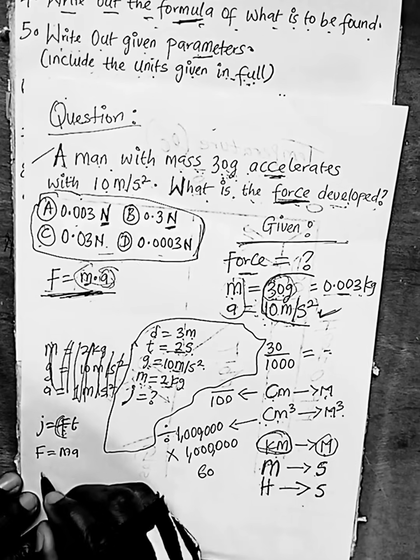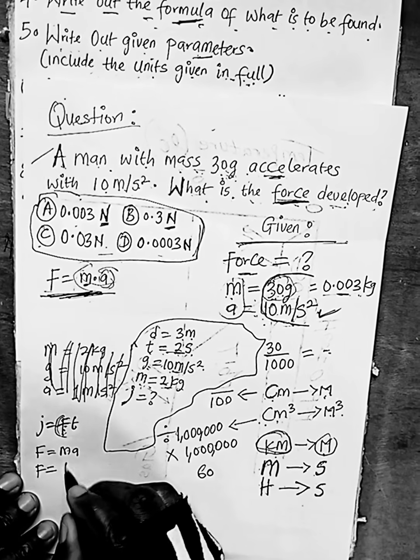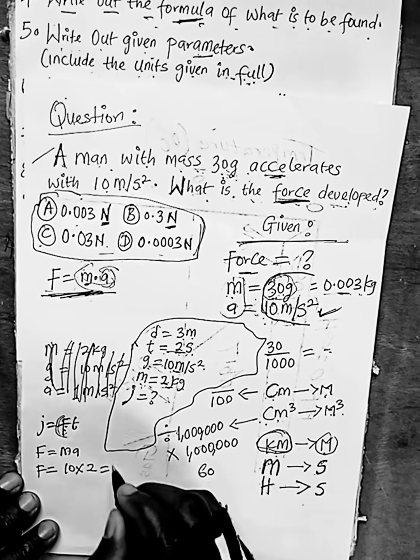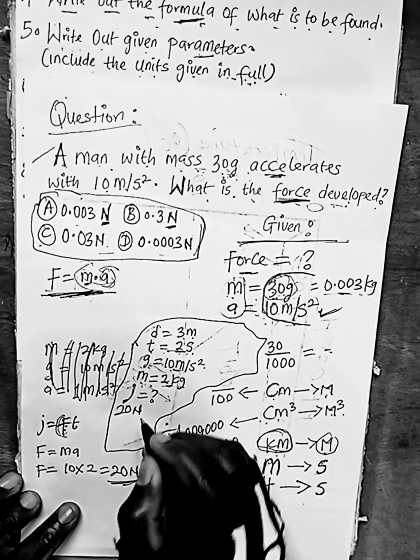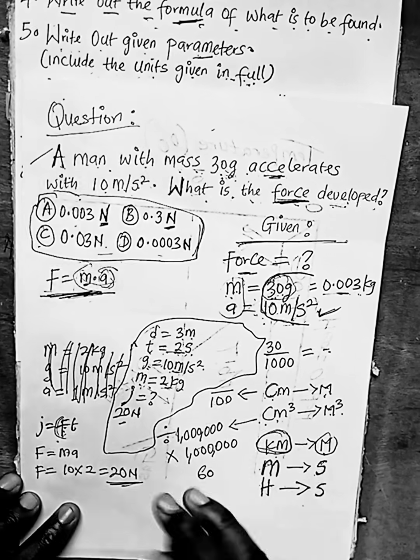So we are now going to do what? F is equal to what? 10 times 2 equals 20 Newton. So 20 Newton is our force. We'll now put it here, 20 Newton force. Then we'll apply it here in the formula and solve.